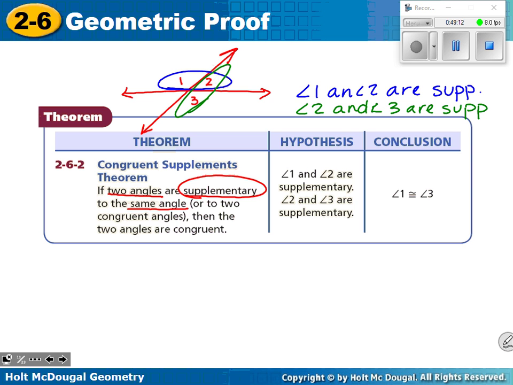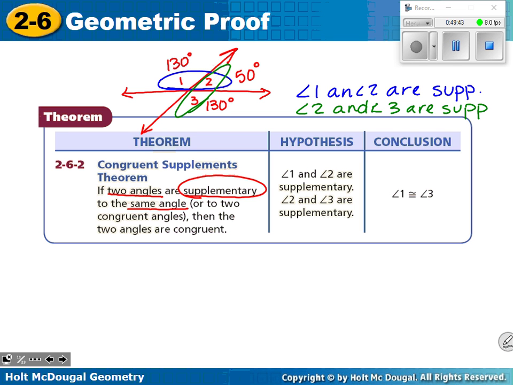So think about it with me. If angle 2 is, let's say, 50 degrees, what does angle 1 have to be so that they are supplementary? 130 degrees. Okay, what does angle 3 have to be if 2 and 3 are supplementary? 130 degrees. So what do we notice about angles 1 and 3 since they're supplementary to the same angle? They're congruent. They are vertical in the picture. Is that what you said, Bailey?